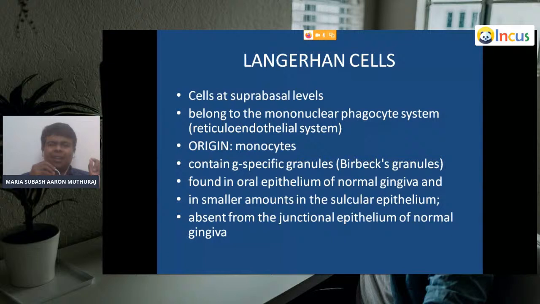It is present in the epithelium at the suprabasal levels. It belongs to the mononuclear phagocytic system or reticuloendothelial system. The origin for Langerhans cells is monocyte. The Langerhans cells contain Birbeck granules, or rod-shaped granules. Okay, it is an important MCQ. Langerhans cells contain Birbeck granules. Actually, the location of Langerhans cells is also at suprabasal levels.